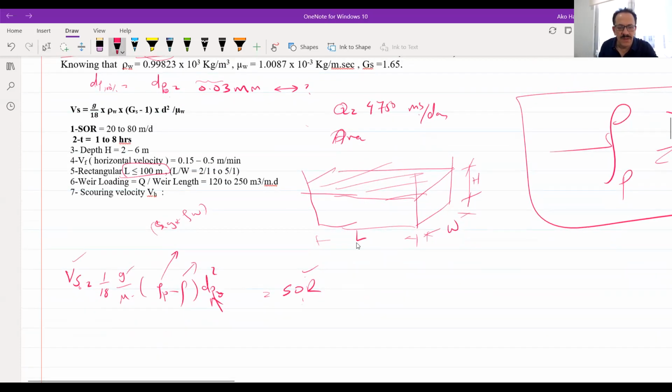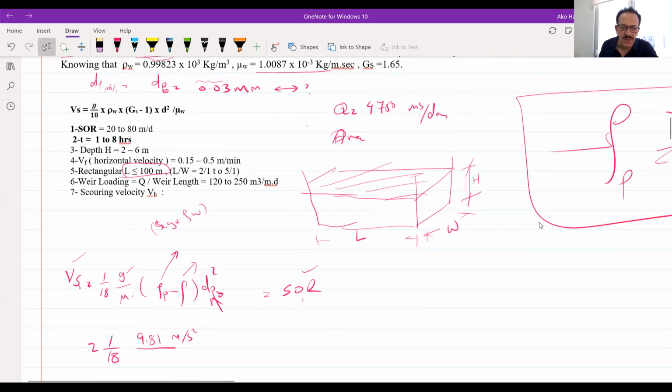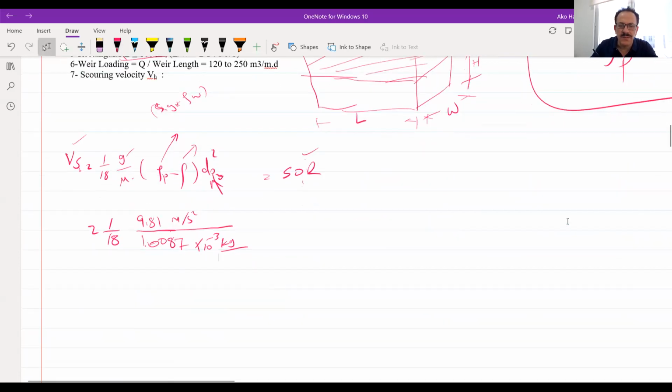Now let's check for this SOR. Now 1/18, g is 9.81 meter per second square. And what about g over mu? Where's the mu? Here's the mu. The mu is 1.008 times 10 to the power minus 3 kilogram per meter second.